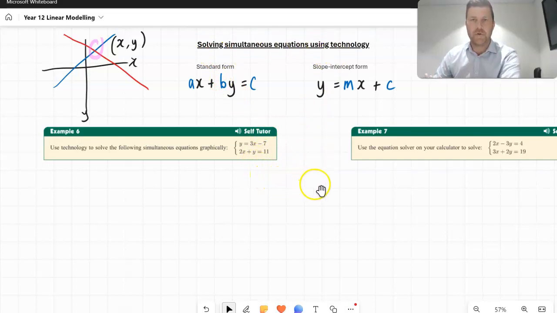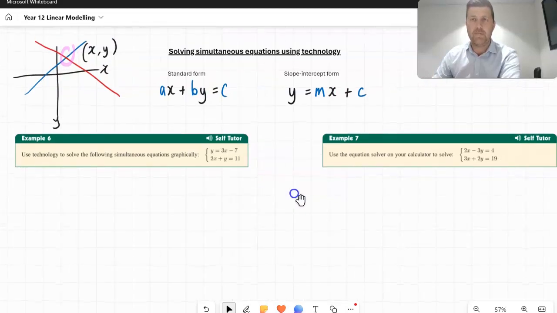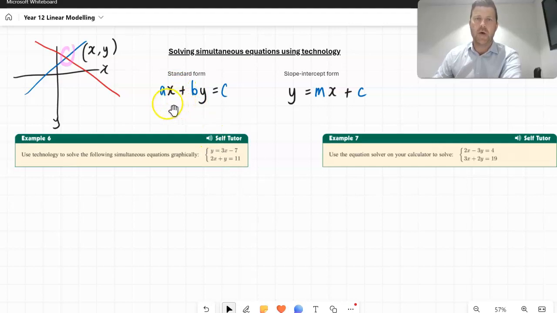I'll show you two different ways of doing it on the graphics calculator. But before I do that, I guess it's also important to understand that these equations will either be written in standard form or slope-intercept form. Now, in standard form, you've essentially got the x and y variables on the same side of an equation, and in slope-intercept form, you've actually got y and x on separate sides of the equation, and more specifically, y is the subject of this formula.